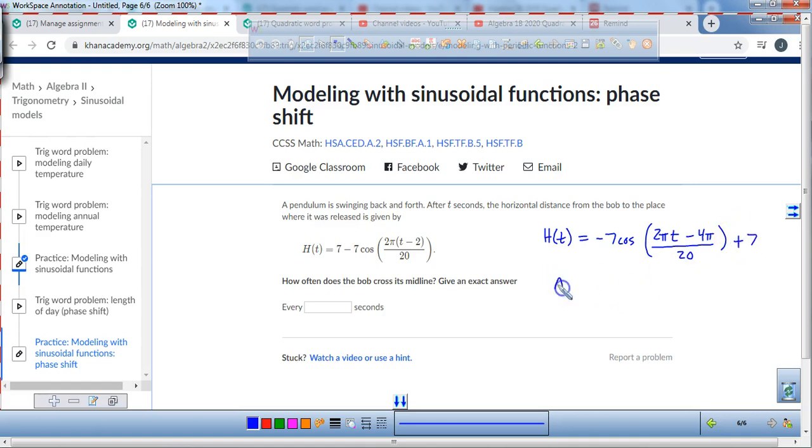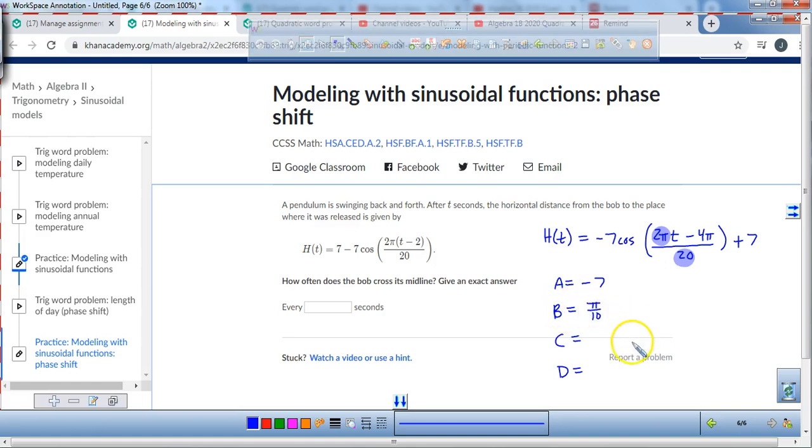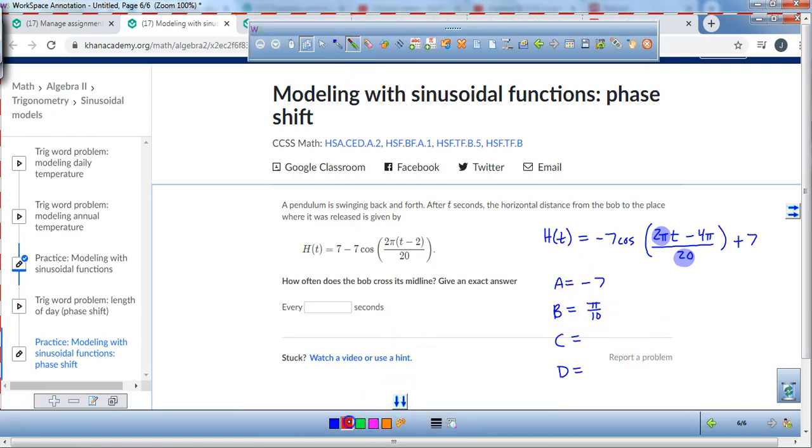All right, and I'm just going to look at our a value, our b value, our c value, and our d value. Okay, so our a value is going to be -7. Our b value is this portion right here. It's 2 pi divided by 20. Now 2 pi divided by 20 gets us pi over 10. So technically the b value is pi over 10. The next thing I'm going to do is take this value and divide it by 20, and that's going to give us our c value. So -4 pi divided, sorry, not -4 pi, 4 pi divided by 20 is going to be pi over 5. So our c value is going to be pi over 5.